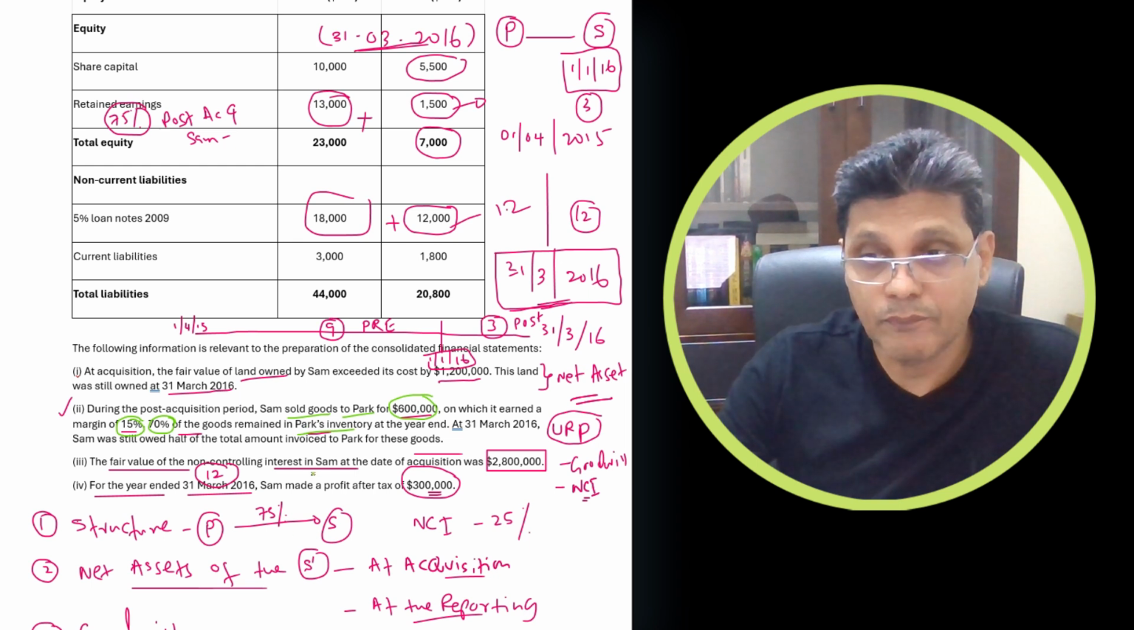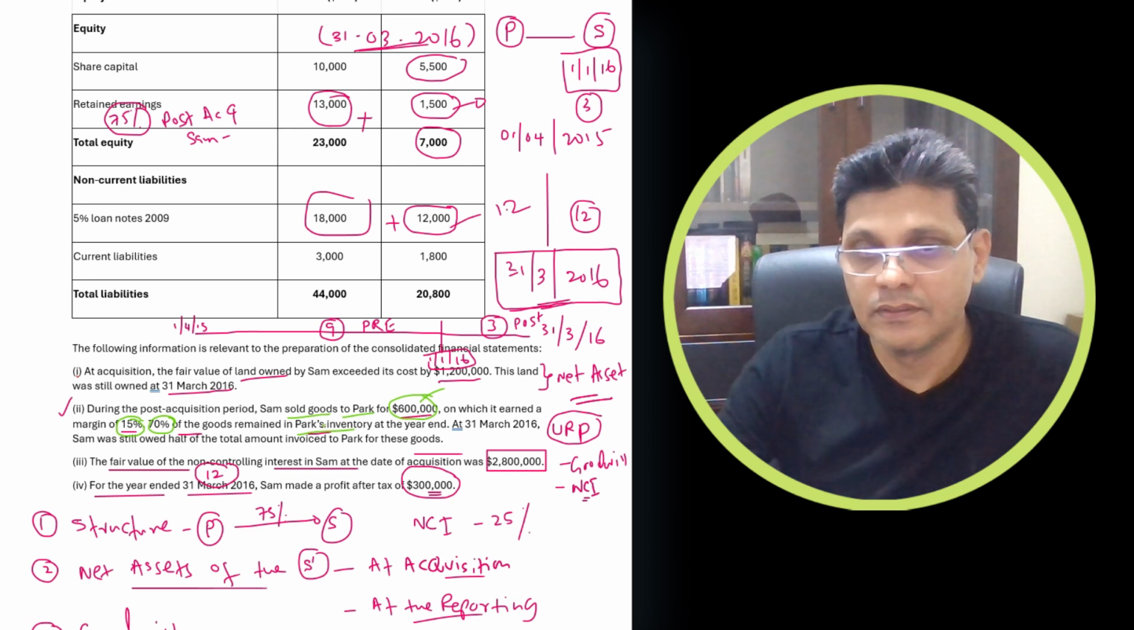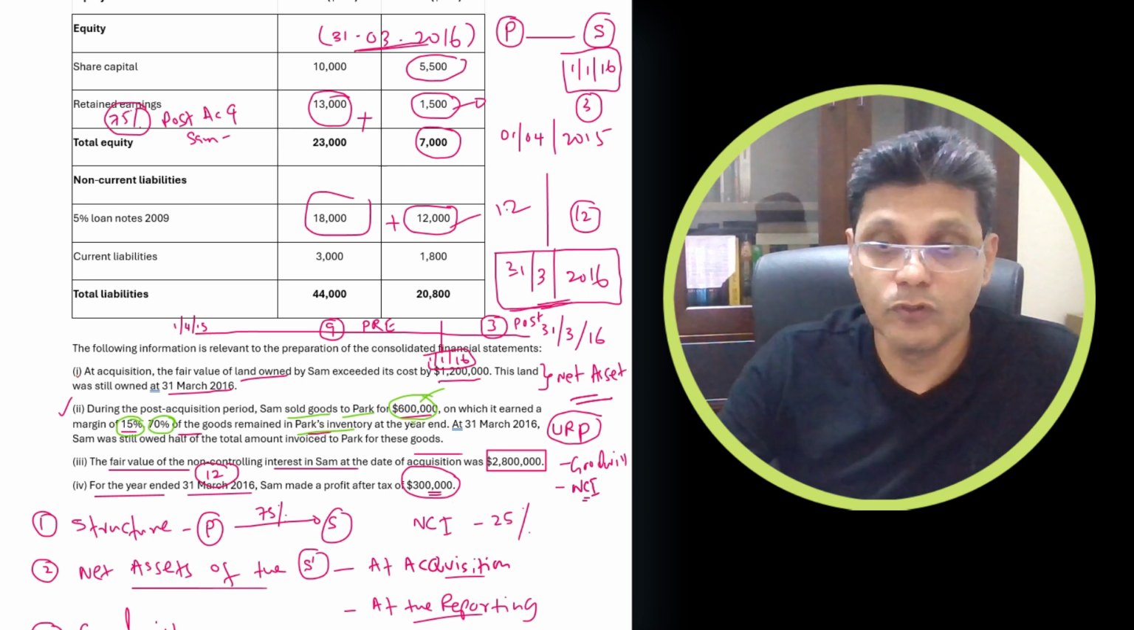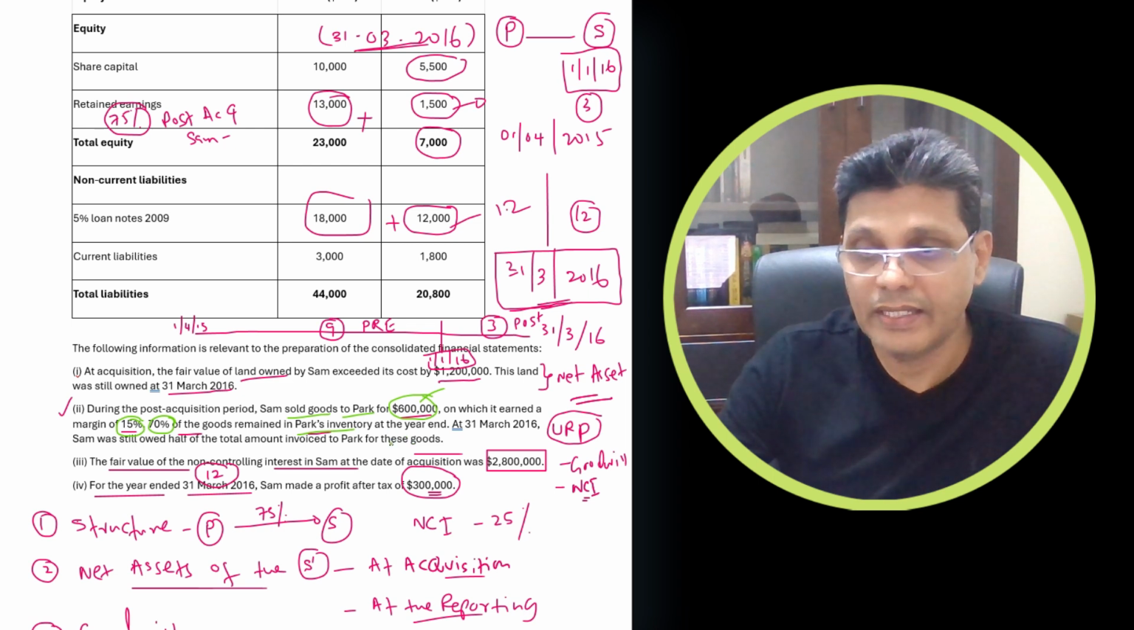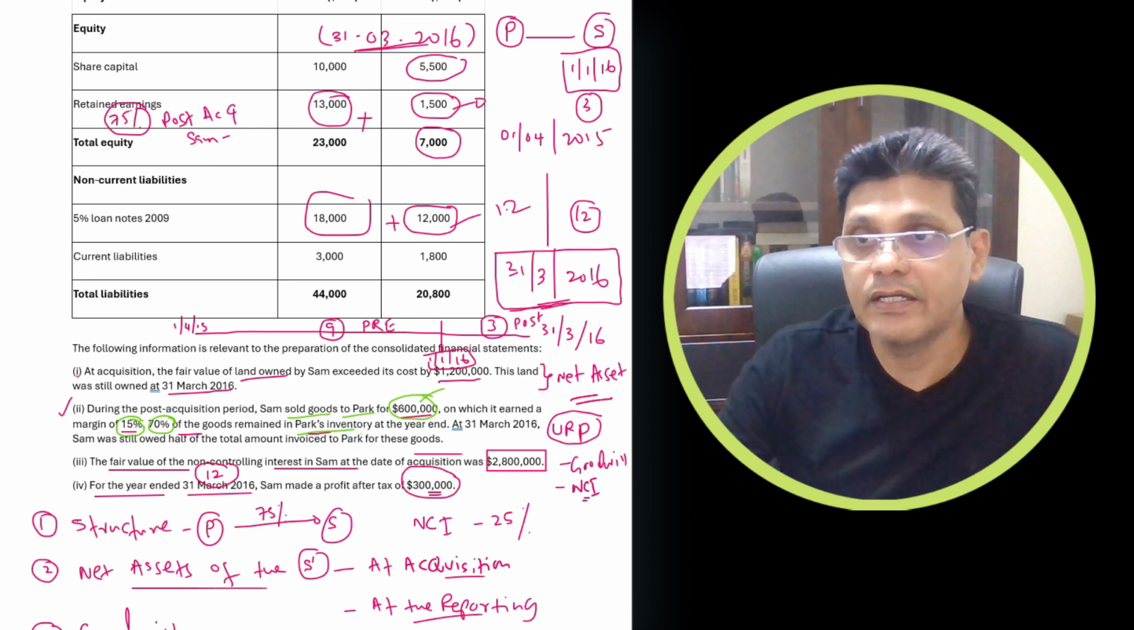Remember, you can't make profits if your right hand sells goods to your left hand. So whatever profit margin is included in this particular 600,000 will have to be eliminated. Such unrealized profit arises when one group entity sells goods to another group entity and those goods have not yet been sold on externally by the end of the year. These are known as unrealized profit held in inventory. That unrealized profit part has to be removed from the inventory. So let's calculate that unrealized profit.